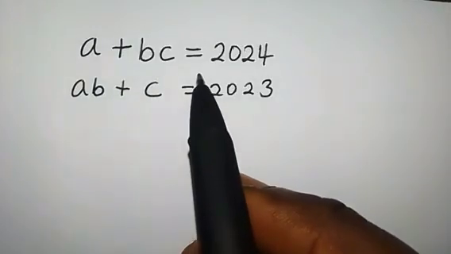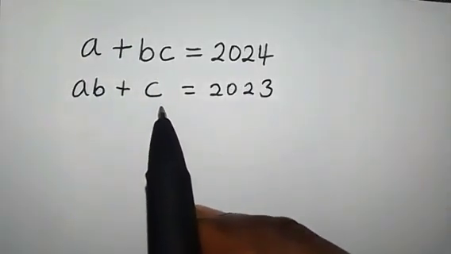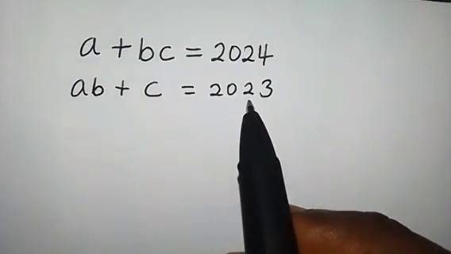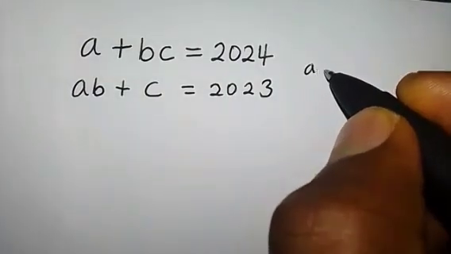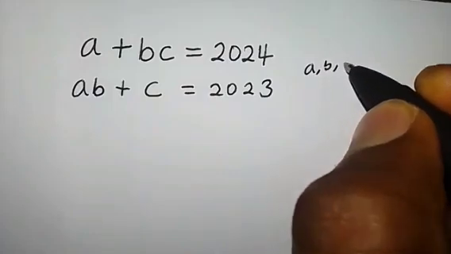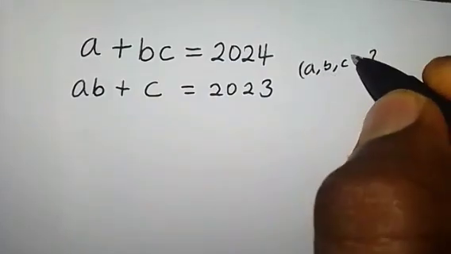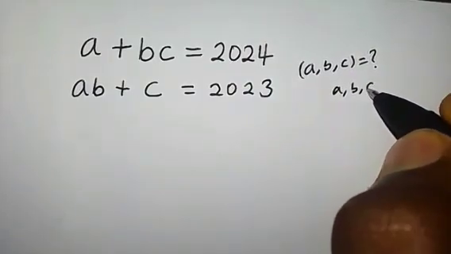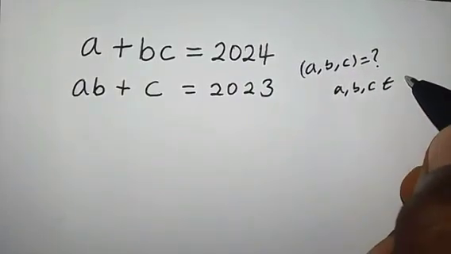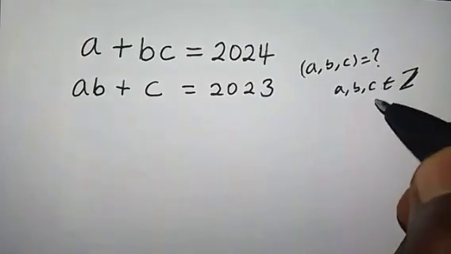A plus BC equal to 2024. AB plus C equal to 2023. We want to find the value of (A, B, C). So let us put it in brackets such that (A, B, C) belongs to the set of integers. Don't worry about this much.